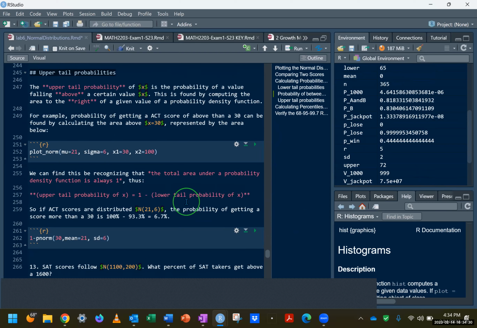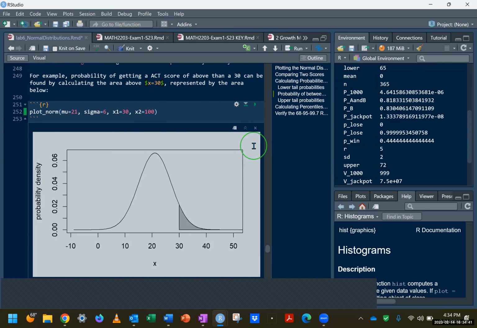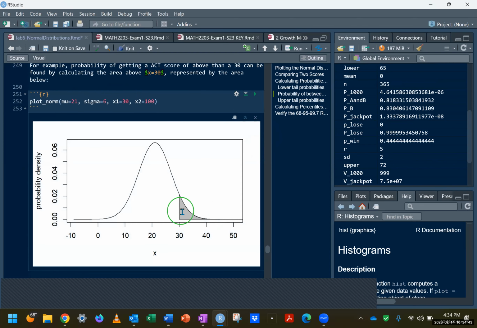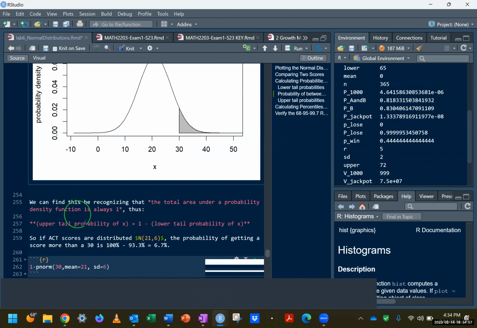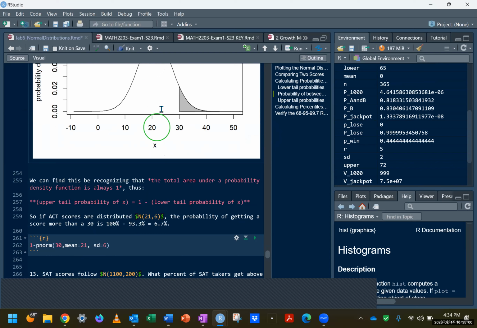Okay. Lastly, we got upper tail probabilities. So this is finding a value that's greater than something. So here's the picture. What if I want to find this shaded area, 30 and above? We're going to use the same geometric reasoning. If we consider the fact that the whole area is 1, we could just take 1 minus the lower tail. And that's what I have explained here. So to find this shaded region, we would find the area of the lower tail, which is P norm 30, and subtract it from 1.